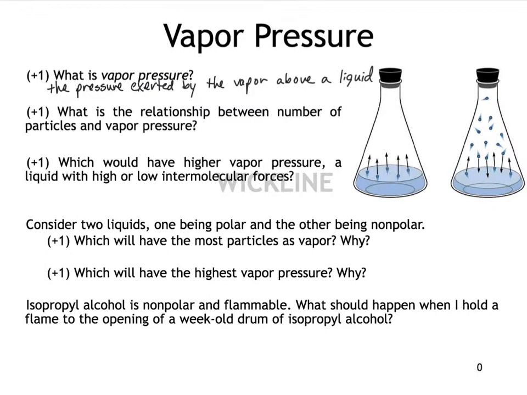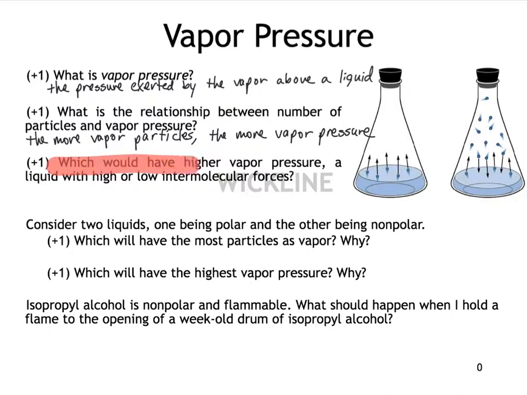So the relationship between the number of particles that exist as vapor and the vapor pressure itself, of course, is direct. The more particles you have over here that exist as vapor, the more pressure they would exert as they collide. So let's talk about this one. This is so important, I will use my highlighter. Which would have higher vapor pressure? A liquid with high or low intermolecular forces.